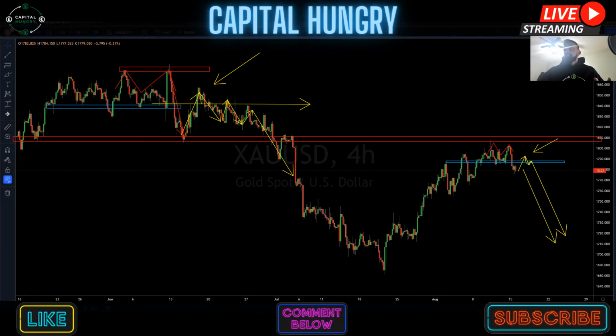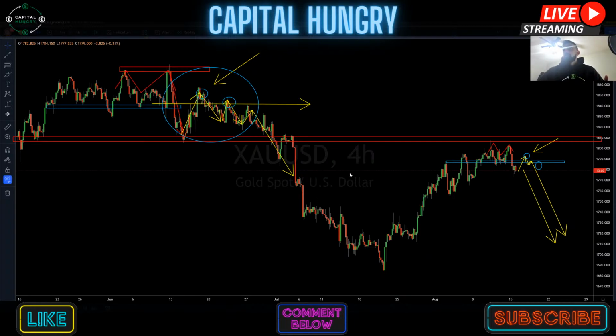Obviously, this scenario is a little bit more tricky. You have to anticipate the pullback, and you have to play the pullback accordingly and start jumping back into your higher time frame sell plays.